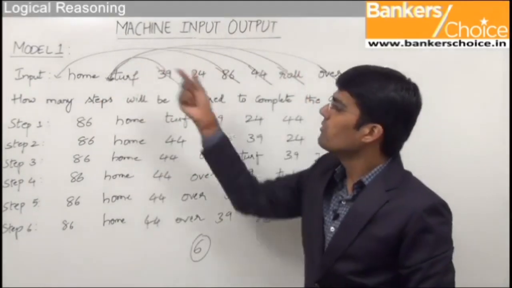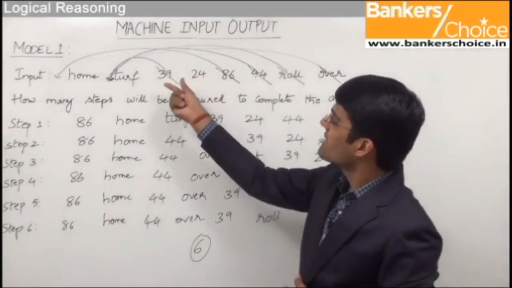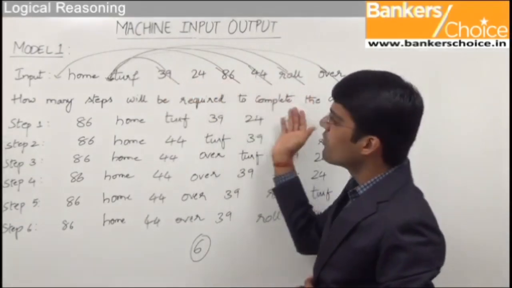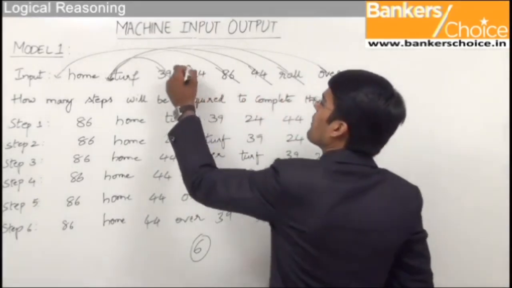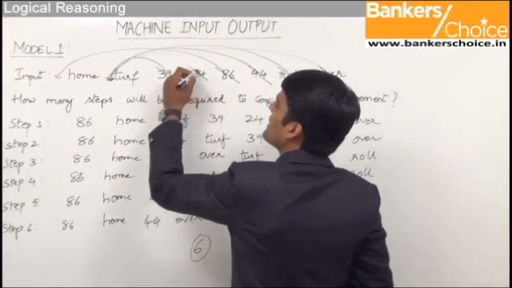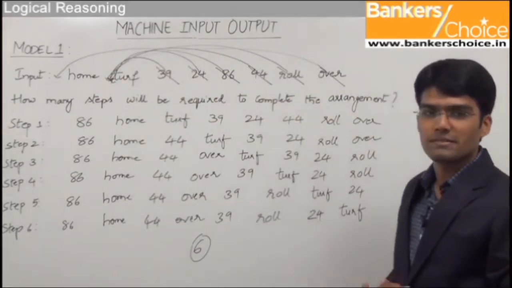After moving roll, we need to have a number, and that number has to be 24 as the remaining 3 numbers have already been moved to their correct positions. So roll should be followed by 24. So let us strike off 24 and just draw an arrow showing that it has gone before turf.